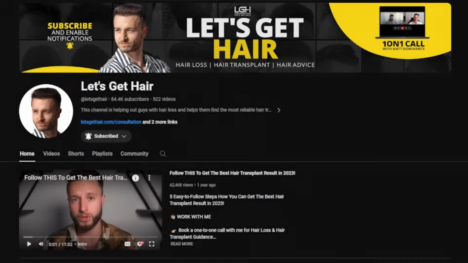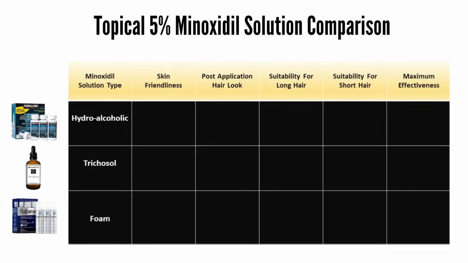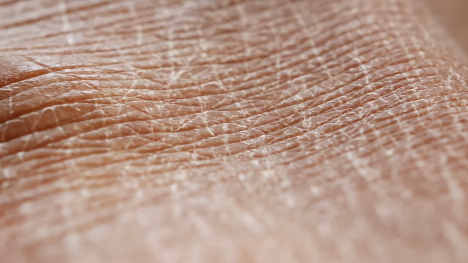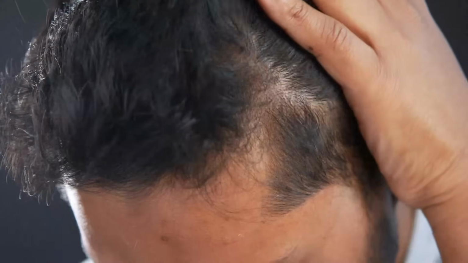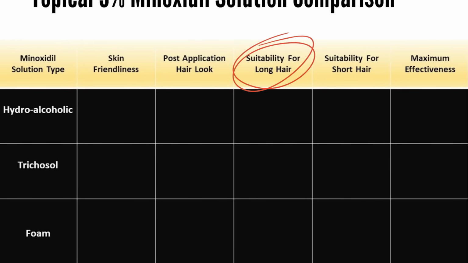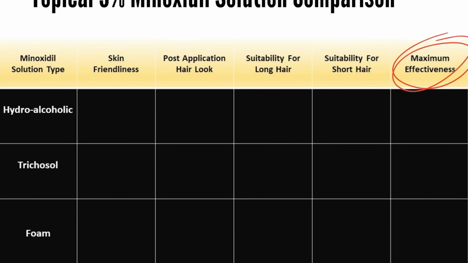Welcome back to Let's Get Hair, everybody. Glad to see you again. And in today's video, I'm going to be sharing with you the ultimate guide on how to choose the right minoxidil product based on 5 parameters: Number 1, skin friendliness. Number 2, how it makes your hair look right after it. Is the hair looking flat, full, greasy? Number 3, suitability for long hair. Number 4, suitability for short hair. And number 5, the effectiveness.